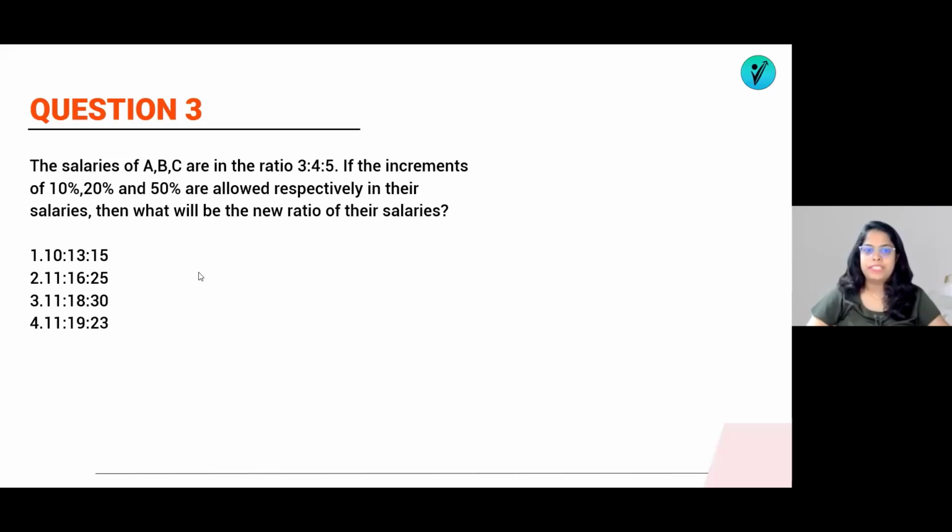So question number 3. What are they saying in this question? The salaries of A, B, C are in the ratio 3 is to 4 is to 5. The increments of 10%, 20% and 50% are allowed respectively in their salaries. Then what will be the new ratio of their salaries?